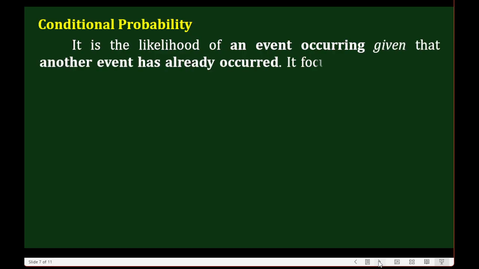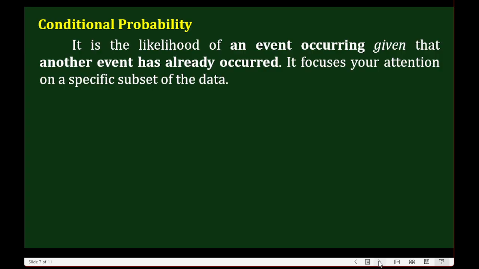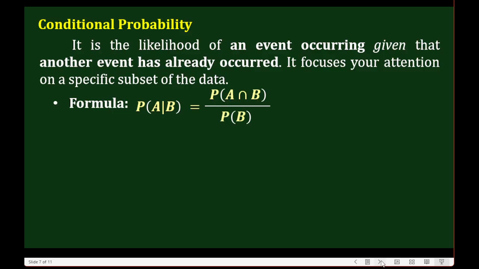How about the conditional probability? It is the likelihood of an event occurring given that another event has already occurred. It focuses your attention on a specific subset of the data. Now, for the formula, we have P of A happening given that B already happening is equal to the probability of the intersection of the two events A and B over the probability of event B.